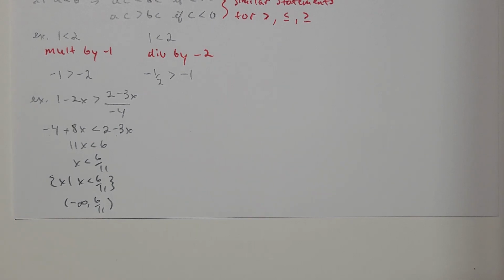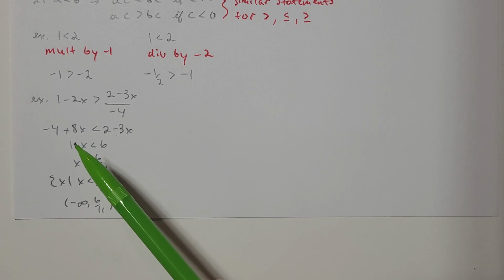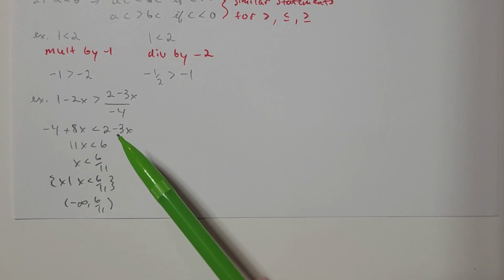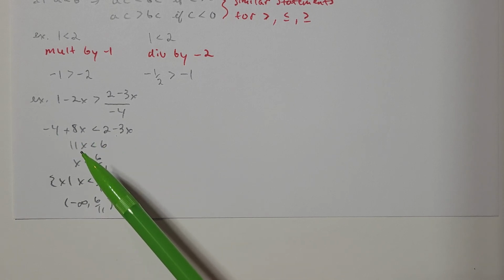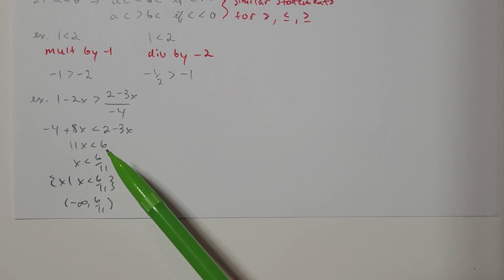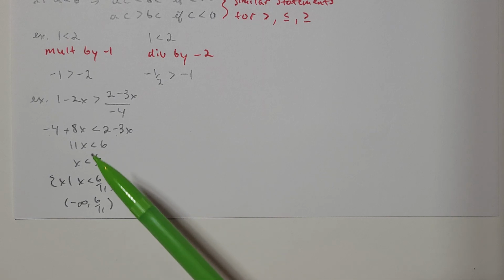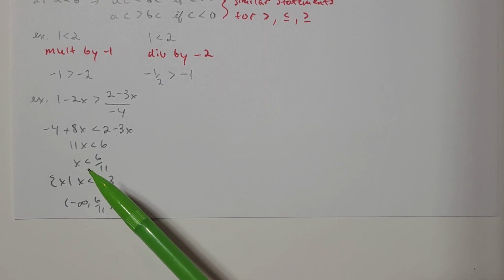Let's get x on the left, all the other numbers on the right. So if I add 3x and add 4, 8x plus 3x is 11x on the left. 2 plus 4 is 6 on the right. And then divide both sides by 11. So x would be some number that's less than 6/11.